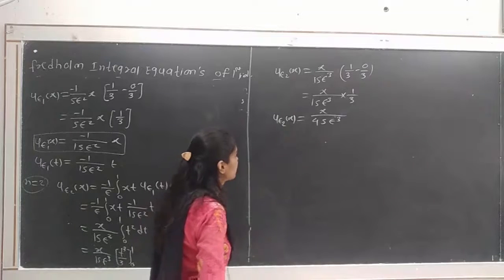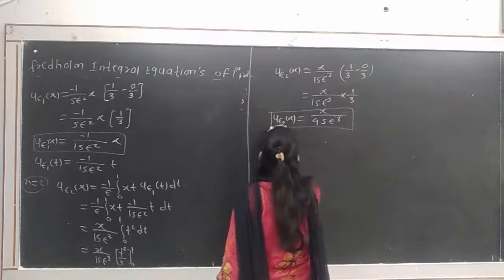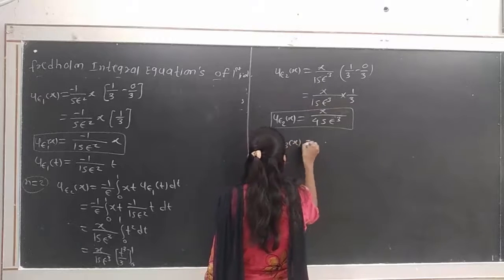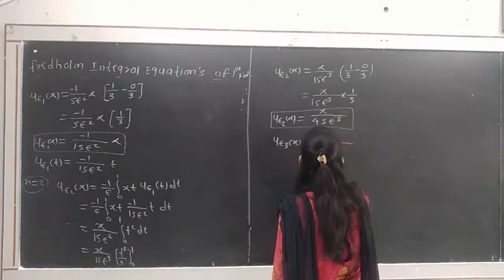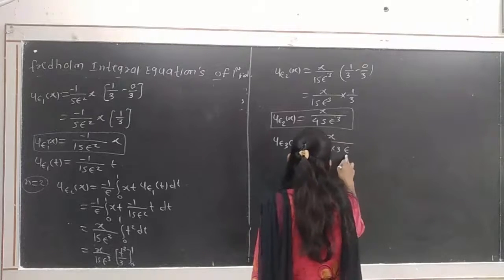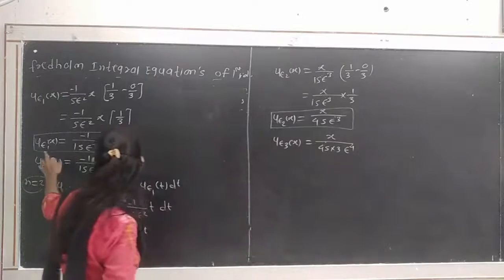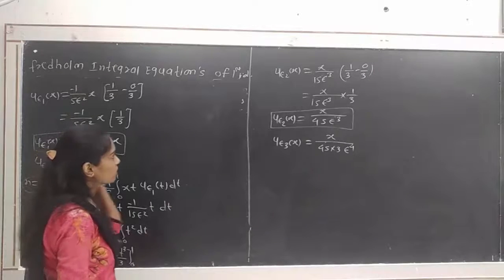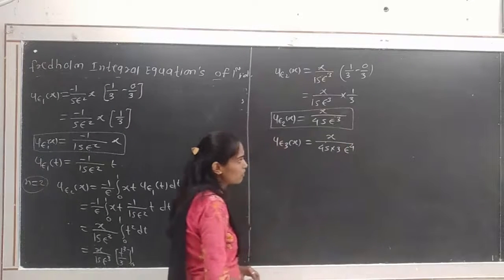Then we want to get the next component by comparing with these components u epsilon 1, u epsilon 2. We have to get next component u epsilon 3 of x is equal to x divided by here 45 into 3, and we want to get here power of epsilon will be epsilon raised to 4. For the second component, the power of epsilon will be 2. For the third component, the power of epsilon will be 3. So for the fourth component, we get the next power of epsilon raised to 4.